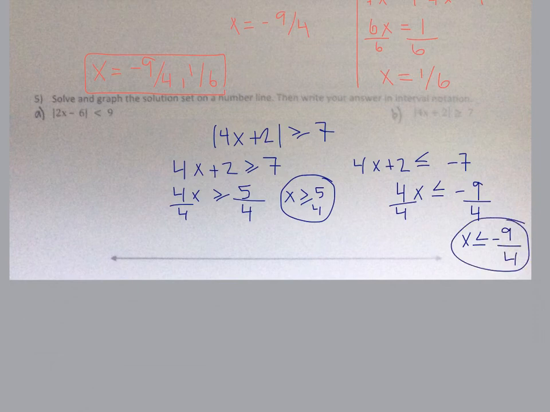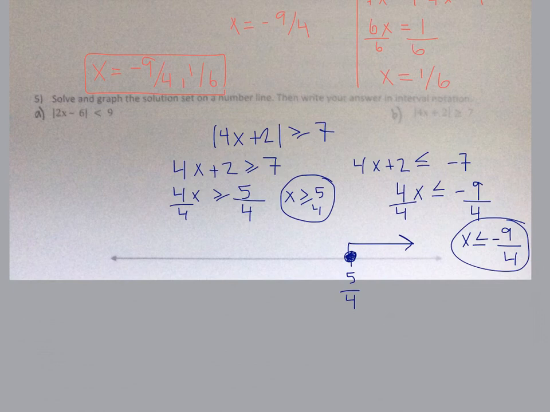Okay, now that we have our two inequalities, we want to see if they're going to go inward or outward. So let's start by graphing x is greater than or equal to 5/4. So here's 5/4 about right there. Since we can be equal to, it will be a closed circle. And it's greater than, so it's going outward, or going to the right.